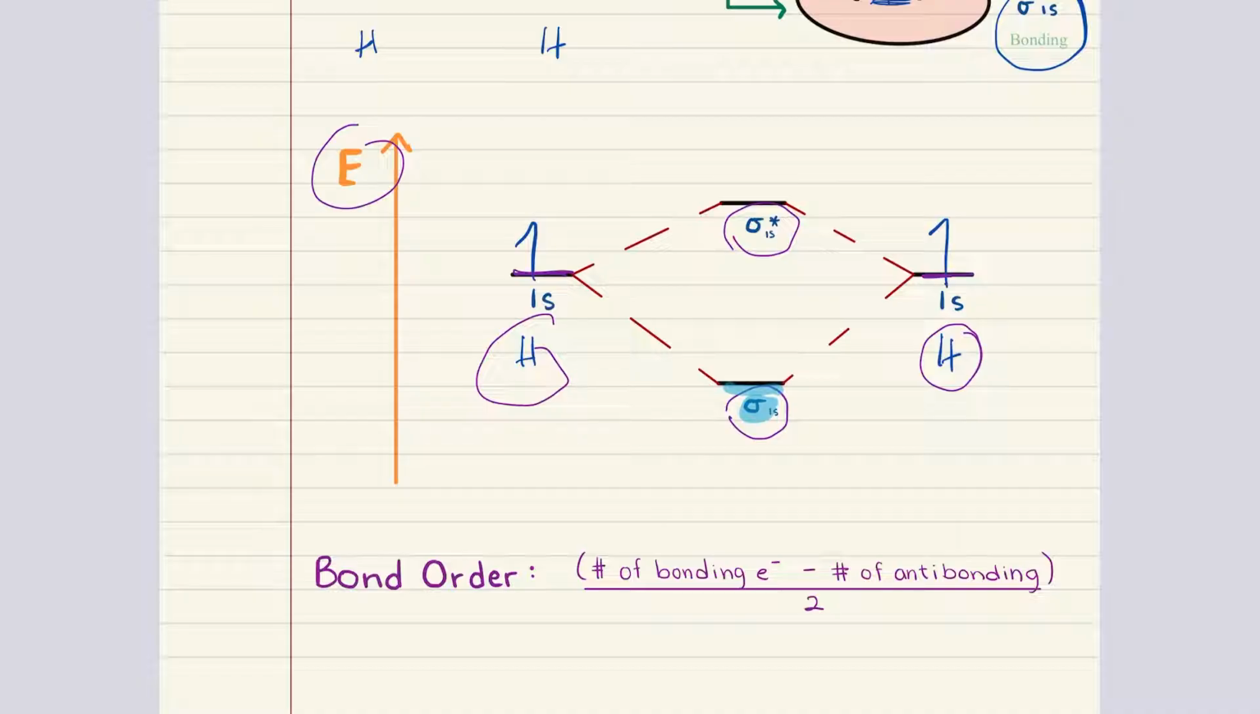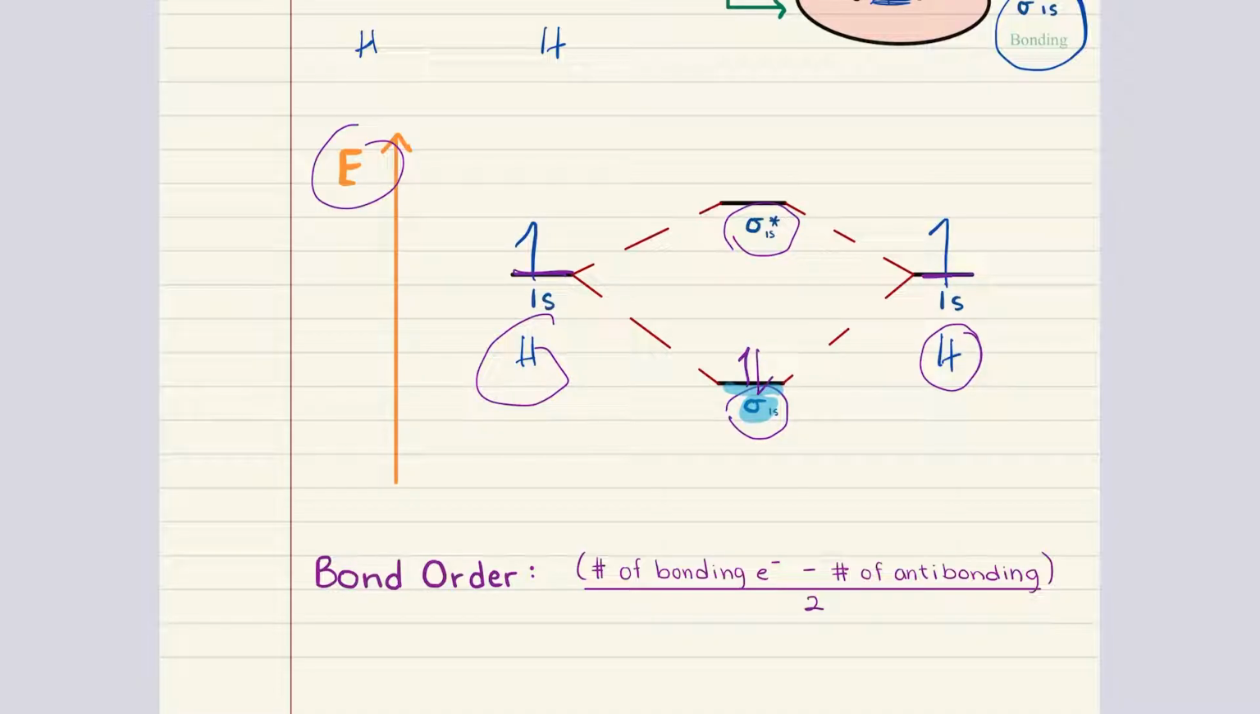them individually before pairing. In this case, for dihydrogen, we only have 2 electrons, so both of them are going to go into the lowest energy molecular orbital. That's going to be our sigma 1s bonding orbital.